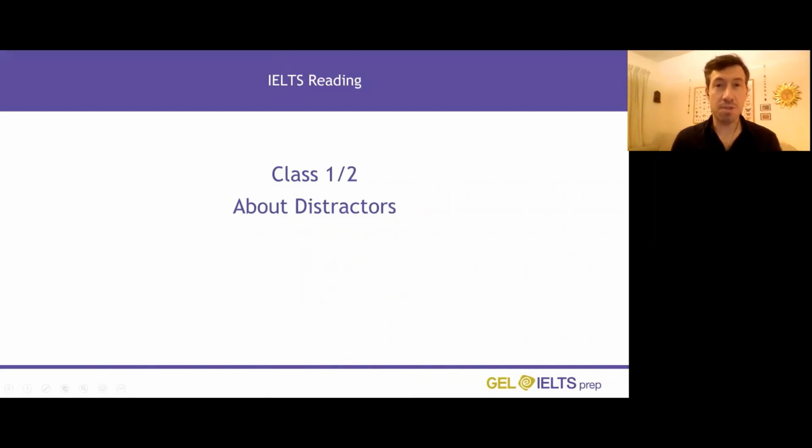This is the first of two classes and will last just over 20 minutes. First, we're going to talk about what distractors are, and then we're going to talk about how we can recognize them and avoid them in the IELTS exam. So by the end of the session, you'll be more aware of how distractors are used in the IELTS exam. During the class, there'll be questions for you to answer. These will be below the video, and I'll tell you when you need to answer them, and I'll give you 10 to 15 seconds for each one.